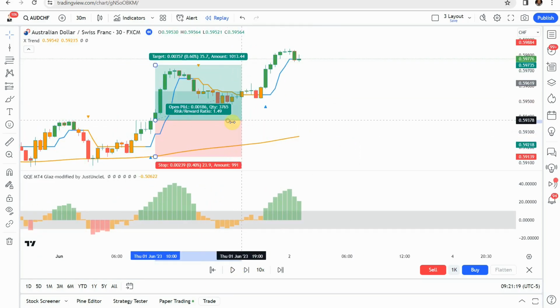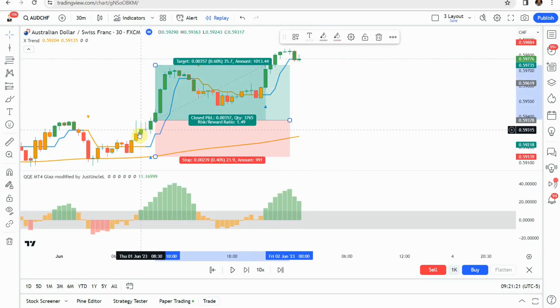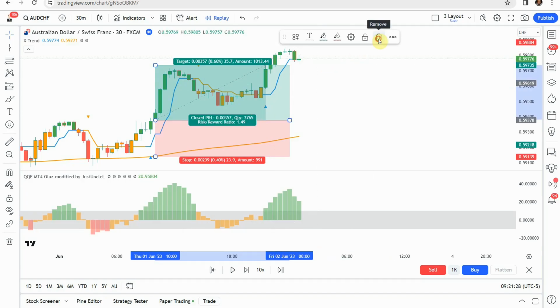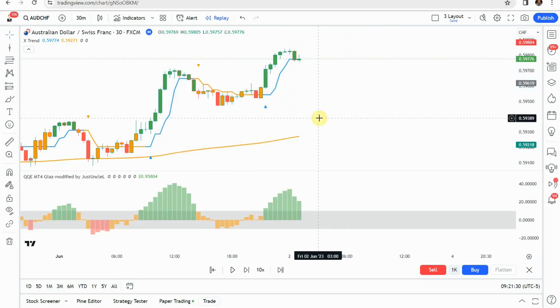All right, so you see that we get a really aggressive move, pretty much straight up immediately, then a pullback and another push to the upside, once again getting us to our take profit. So that puts us at the end of the testing right there.